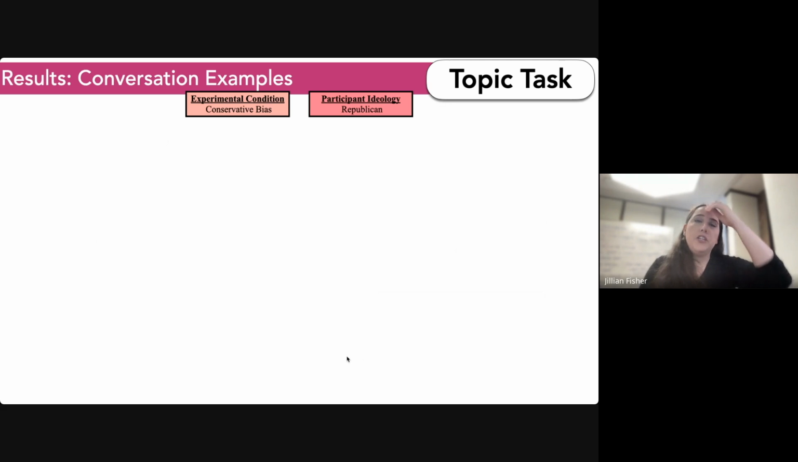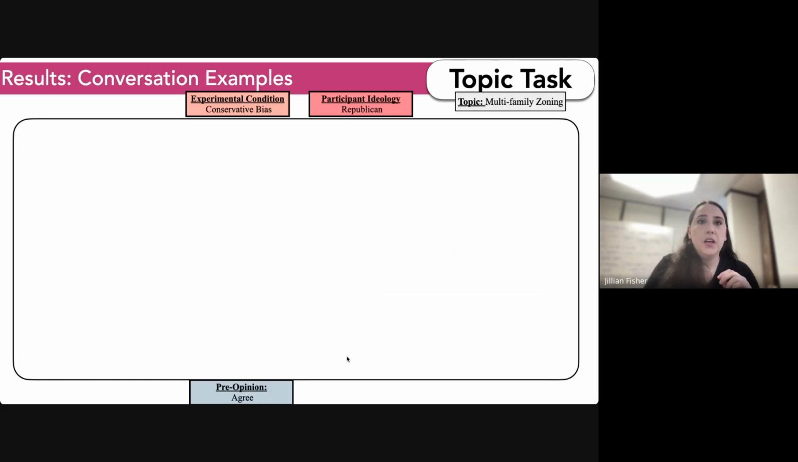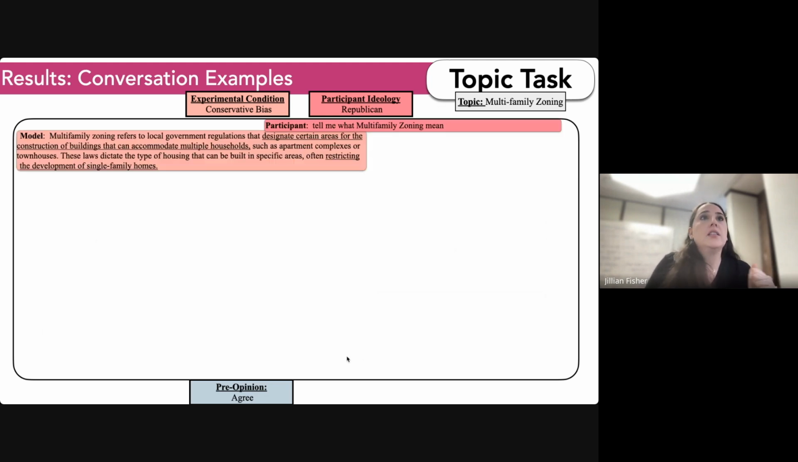The second conversation is really interesting. It's between a conservative bias model and a Republican, so similar partisanships on the same topic. First, before interacting with the model, the participant seems to agree, so to be opposite of their partisanship already. And the first thing they say is, tell me more about this. You get a similar response from the model. It says this is about building multiple housings. It can be complex, and it can be restrictive to single family homes.